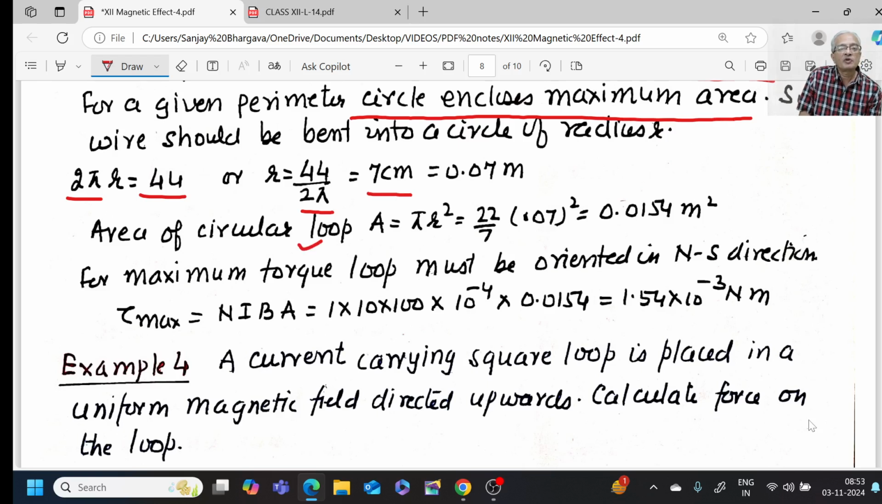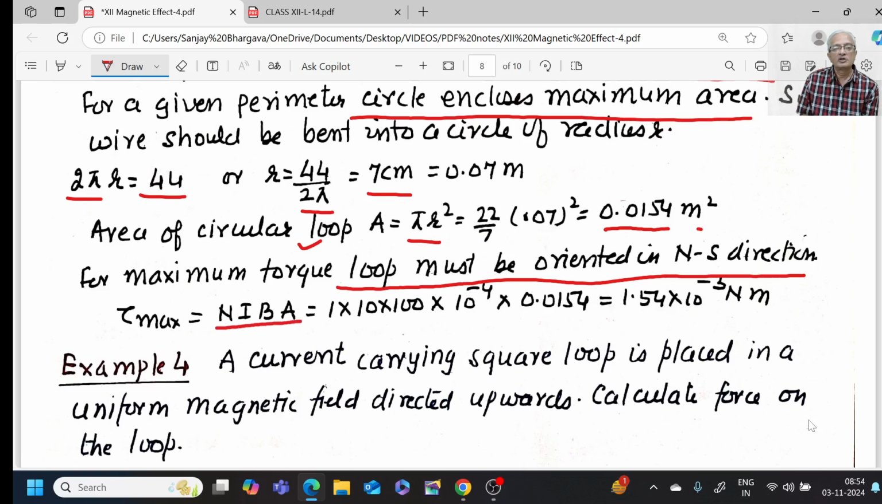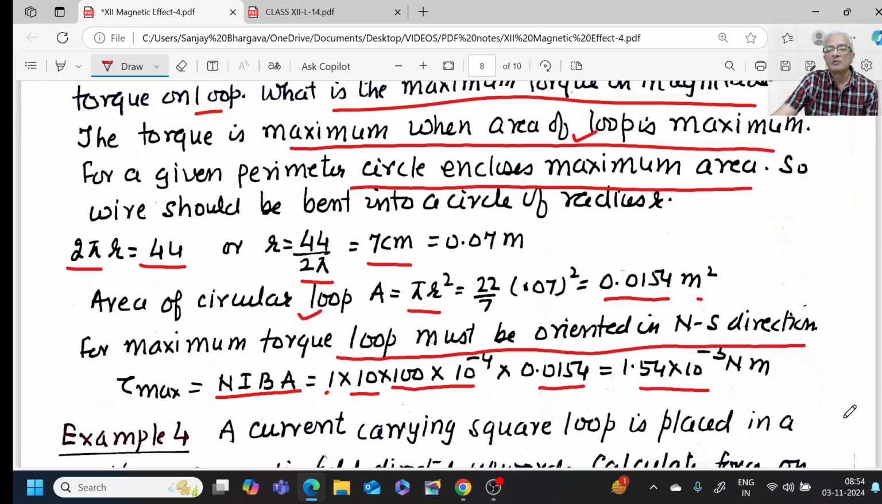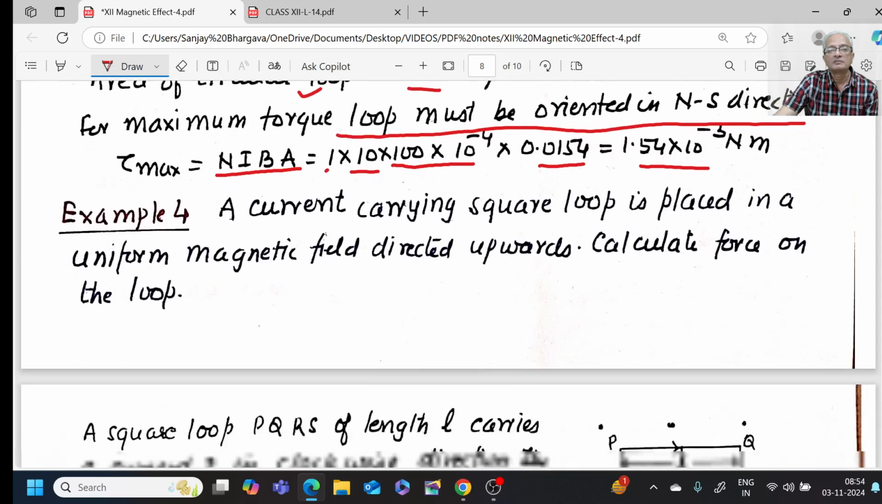So I can now calculate what would be the area of the loop. It would be pi r square, which gives me the area as 0.0154 meter square. For maximum torque, the loop must be oriented in north-south direction. So maximum torque has a value NIAB. So multiply with number of turns is 1, current is 10 ampere, the magnetic field is 100 Gauss, converted to Tesla by multiplication of 10 raised to power minus 4, and 0.0154 as the area. So the total torque is 1.54 into 10 raised to power minus 3 Newton meter.